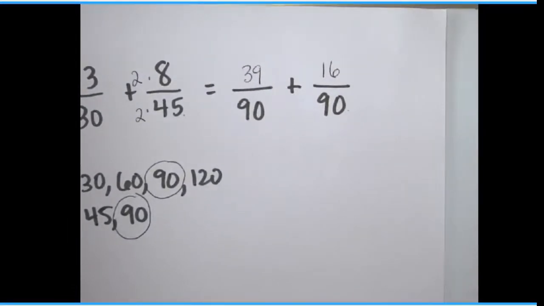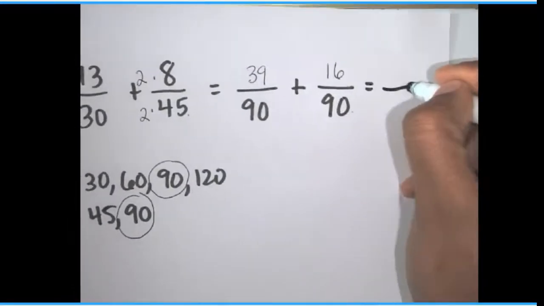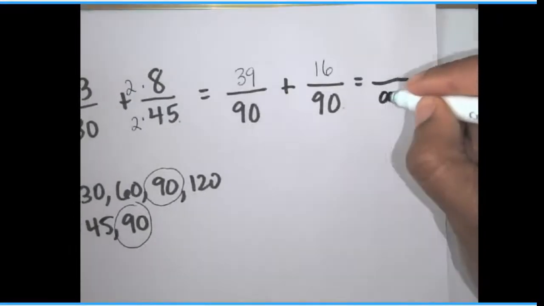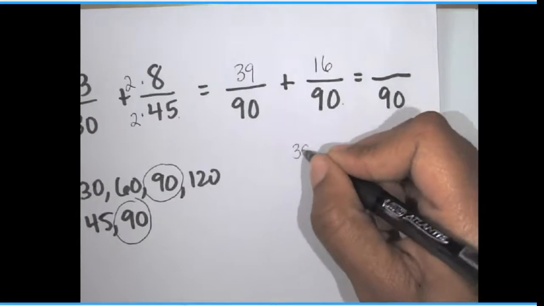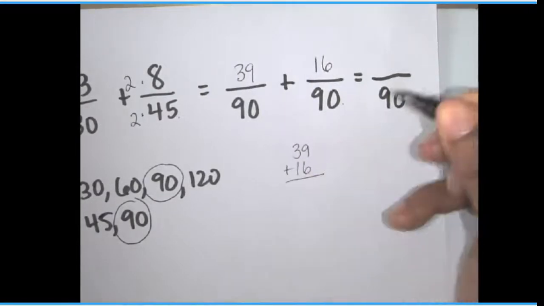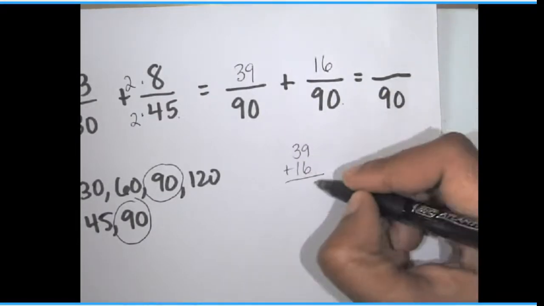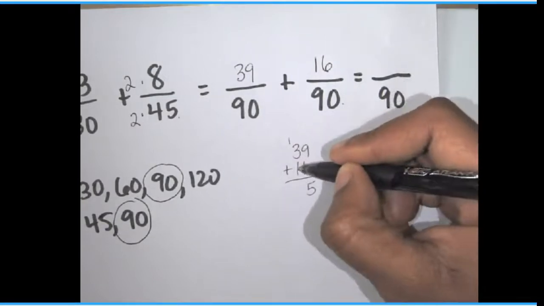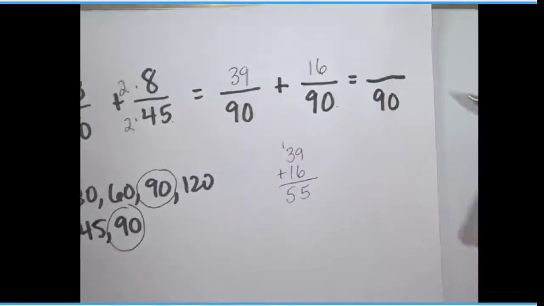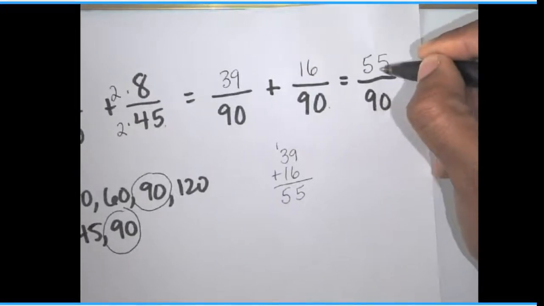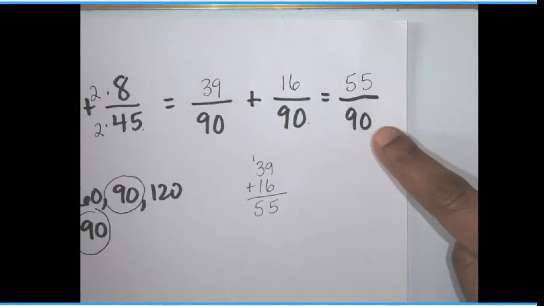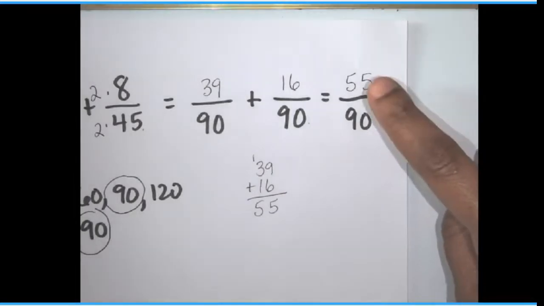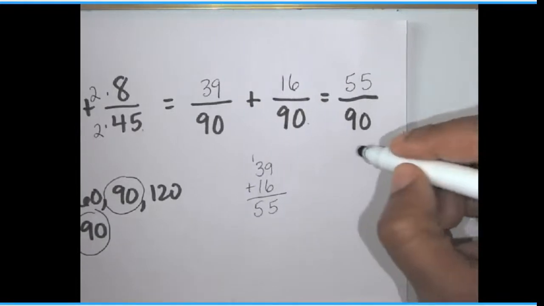Okay, so my final answer here is to leave the 90 on the bottom, but now just to do some scratch work, I'm going to do 39 plus 16. Okay, this is going to be 15. Carry the 1, 3, 4, 5. So now I have 55 over 90. But again, because these two numbers, one ends in 5 and one ends in 0, we're going to divide both of those by 5. So here's your answer.